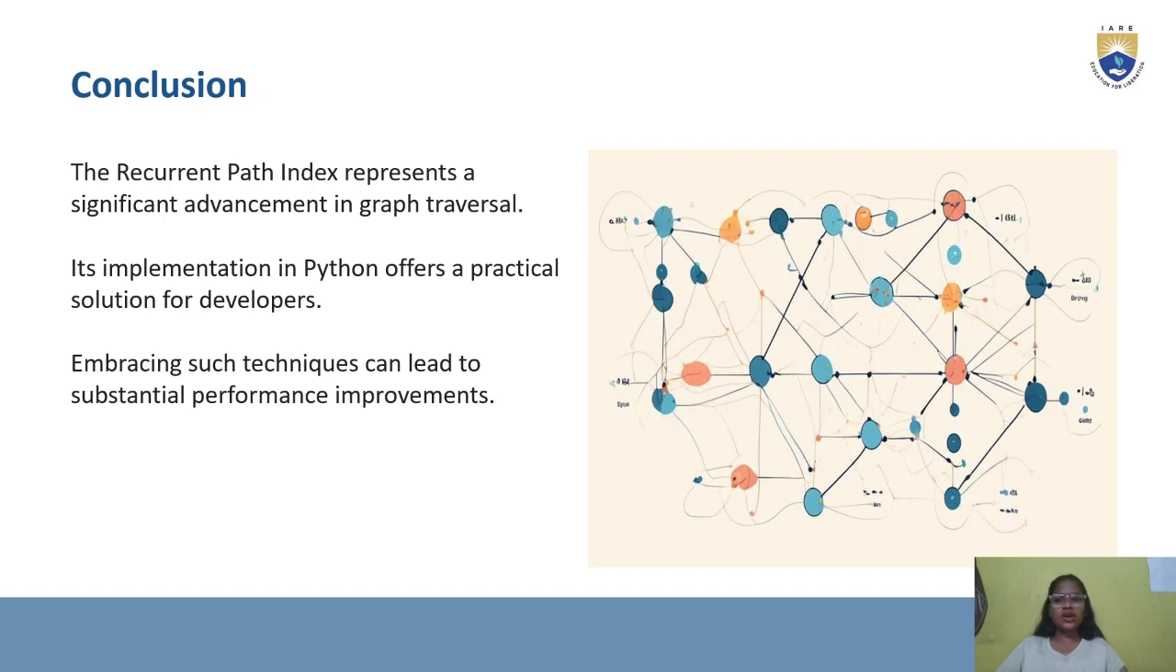Now, let us come to a conclusion, which is that the recurrent path index represents a significant advancement in graph traversal. Its implementation in Python offers a practical solution for developers. Embracing such techniques can lead to sustainable performance improvement.